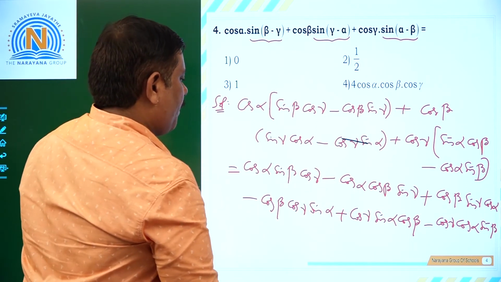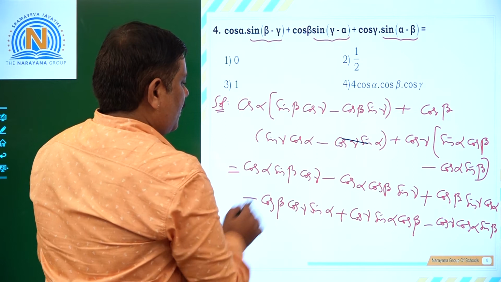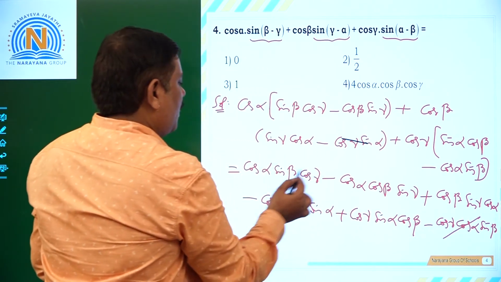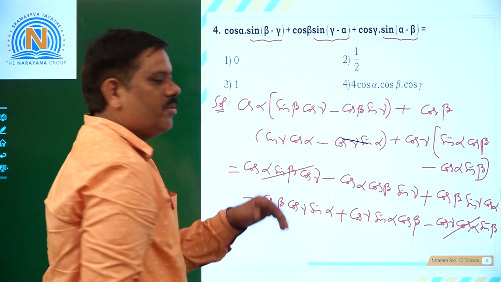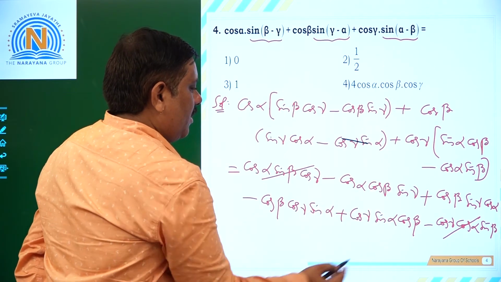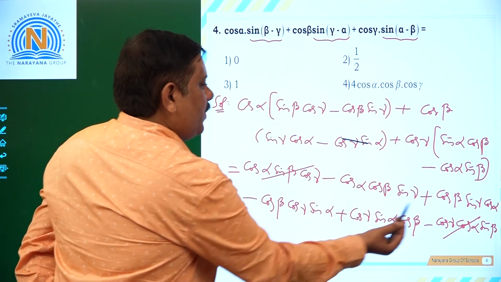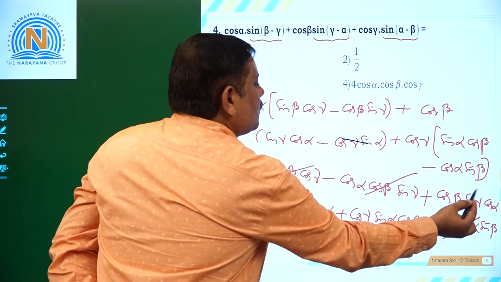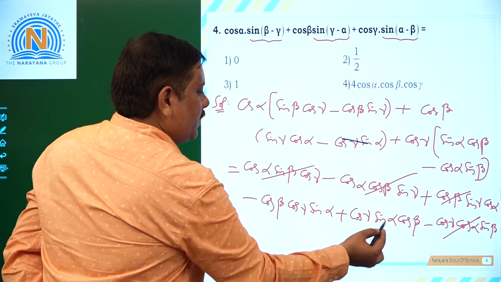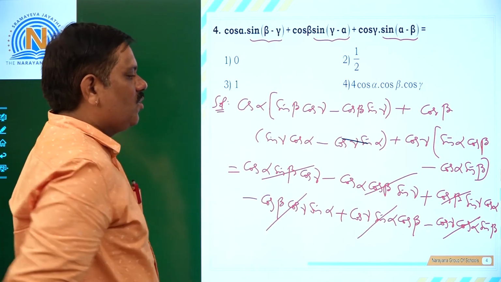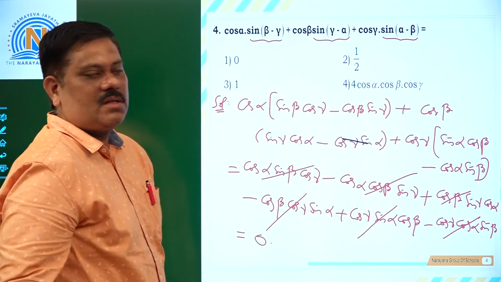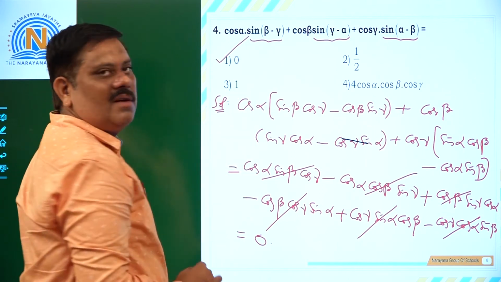Now if you look at this, cos alpha sin beta cos gamma is plus, and cos alpha cos gamma sin beta is minus. These two are equal in value, opposite in sign, so they cancel one another. Similarly, cos alpha cos beta sin gamma and cos alpha cos beta sin gamma cancel. Next, cos beta cos gamma sin alpha and cos gamma cos beta sin alpha, one is plus, another is minus. So all will cancel here, one cancels with the other. So the resultant answer is nothing but 0. So here the answer is the first option, that is 0.